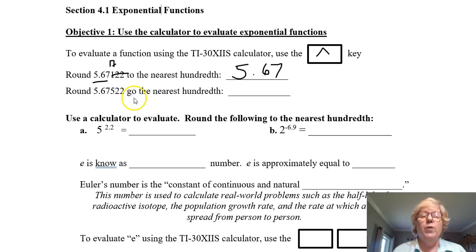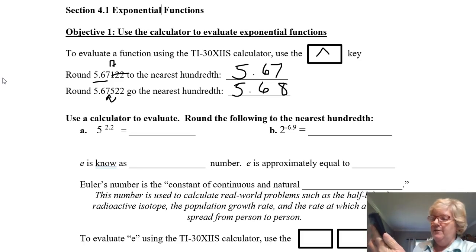Now in the next example, I have 5.67522. The rounding rule says if the third decimal place, the place past what you need, is 5 or larger, you have to round up. So my answer rounded here will be 5.68. So just remember the rounding rules. Now let's go and try some calculator problems.